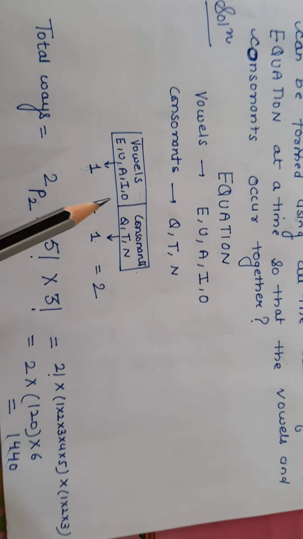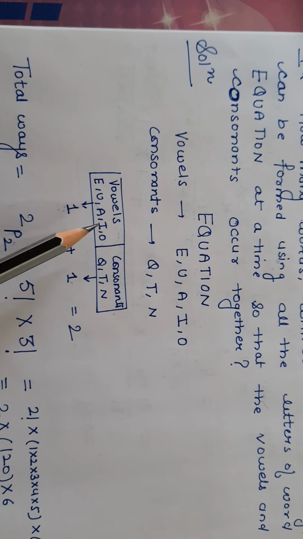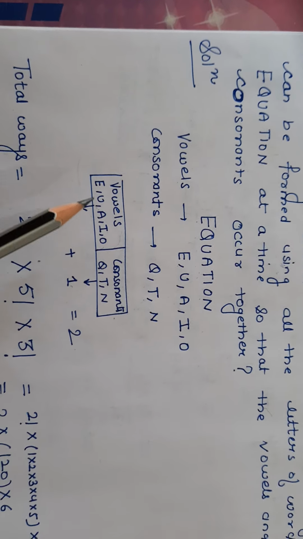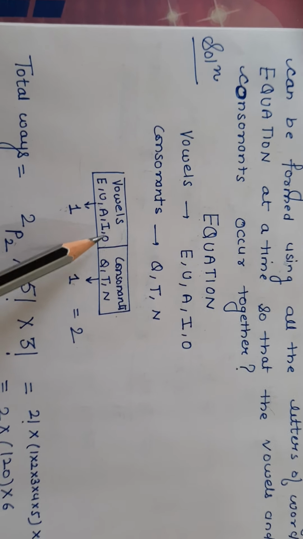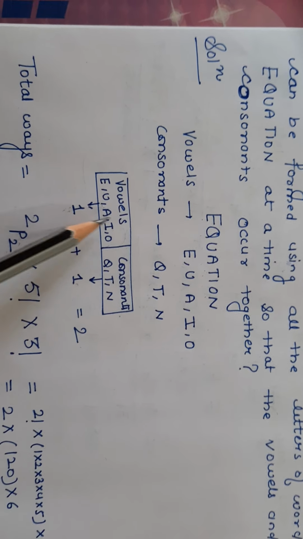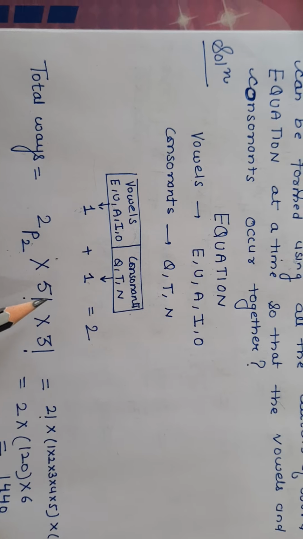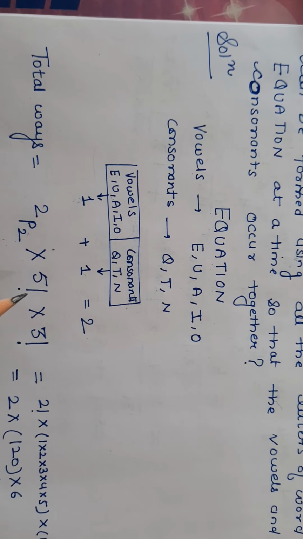And the arrangements of vowels. Arrangement of vowels means these vowels are going to change their position. Like in the first arrangement you write E, U, A, I, O. Then you interchange I and O. That means you are going to have a different arrangement. So these 5 vowels can be arranged in 5P5 or simply 5 factorial ways.